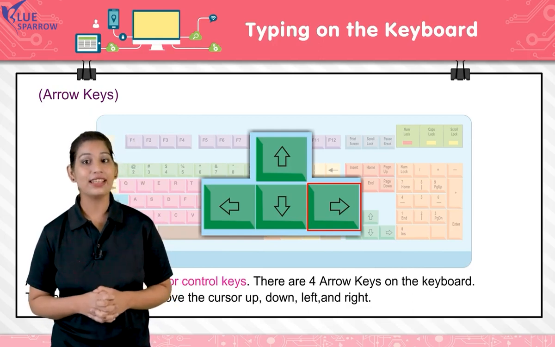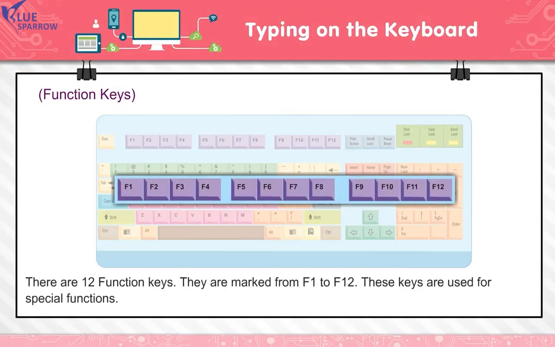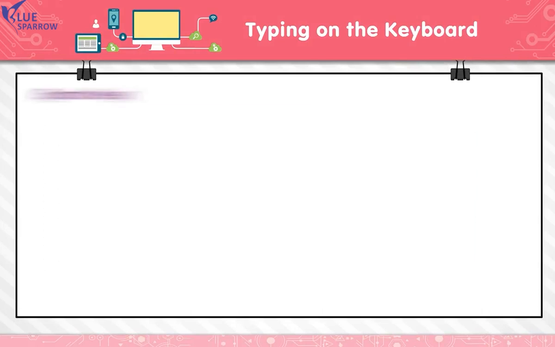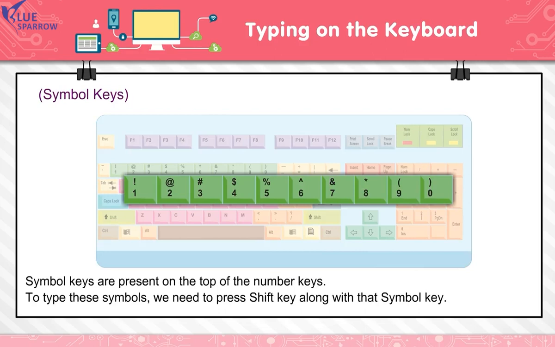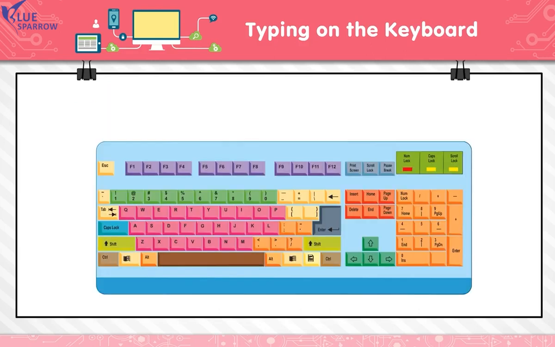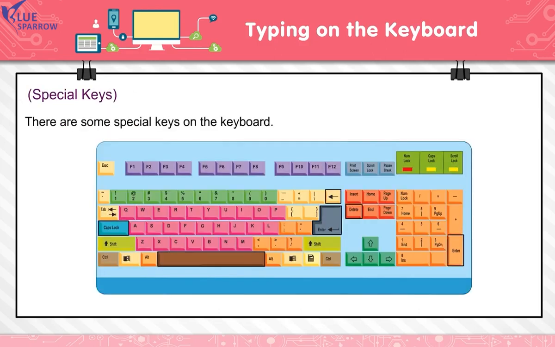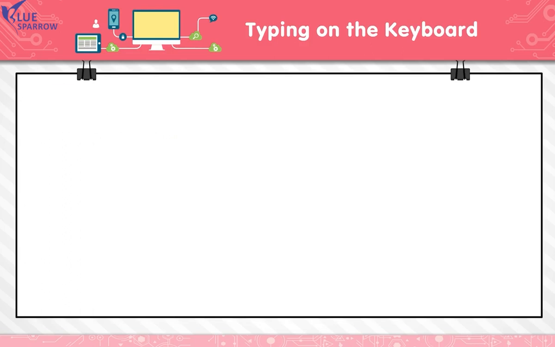Let's start understanding more. Function keys. There are 12 function keys. They are marked from F1 to F12. These keys are used for special functions. Symbol keys. Symbol keys are on the top of the number keys. To type these symbols, we need to press Shift key along with that symbol key. Special keys. There are some special keys on the keyboard.